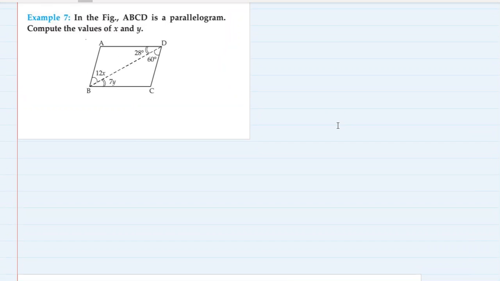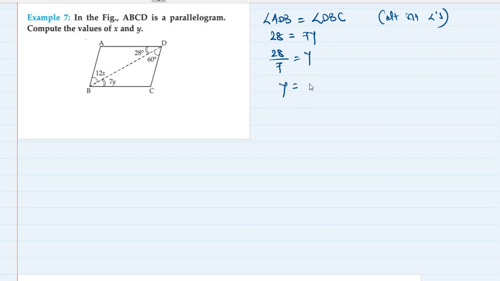In the figure, ABCD is a parallelogram. Compute the values of x and y. See, if ABCD is a parallelogram, angle ADB is equal to angle DBC. Alternate interior angles. So angle ADB is 28, angle DBC is 7y. So 28 by 7 is equal to y. So y is equal to 4 degrees.